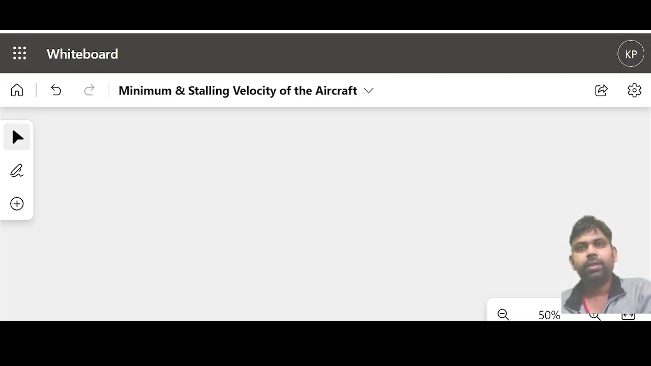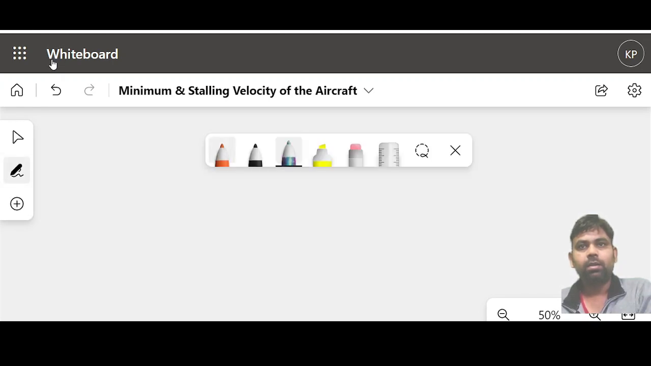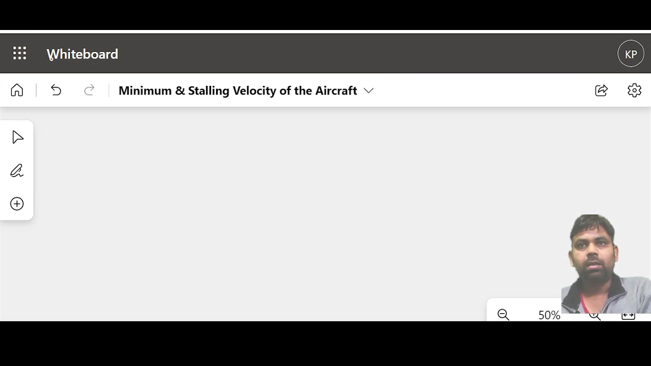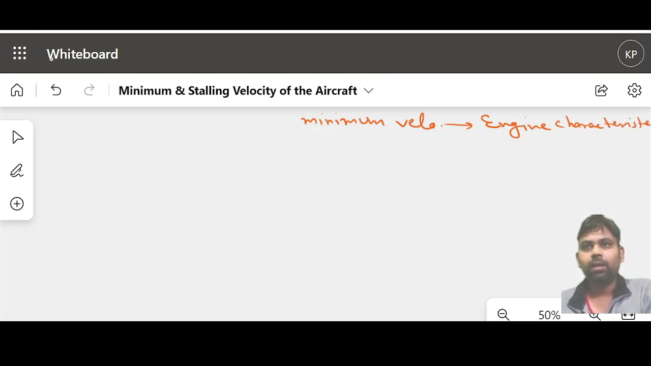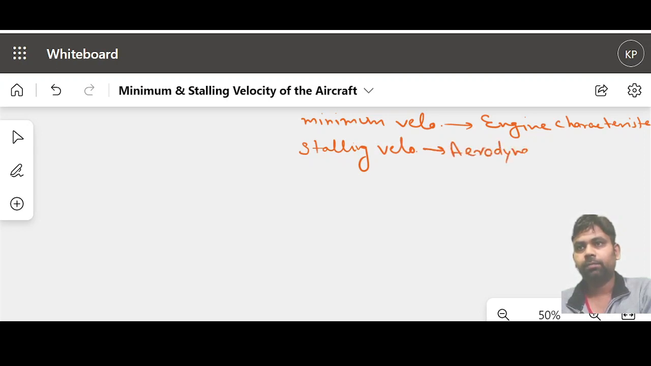First of all, we need to understand, guys, minimum velocity is the engine characteristic, and stalling velocity is the aerodynamic characteristic. So why I'm saying this?